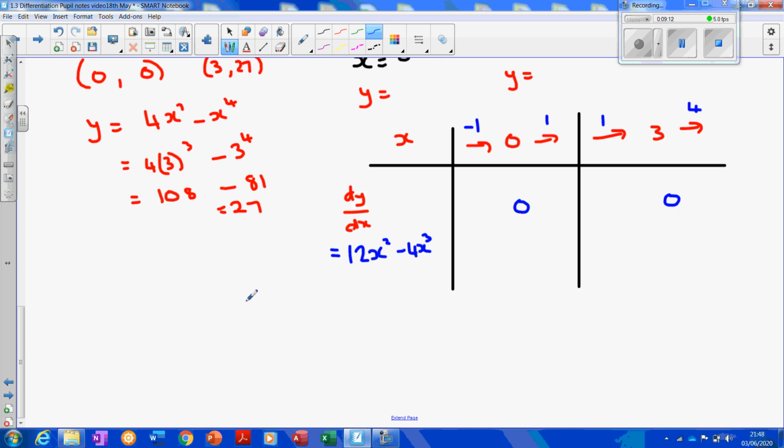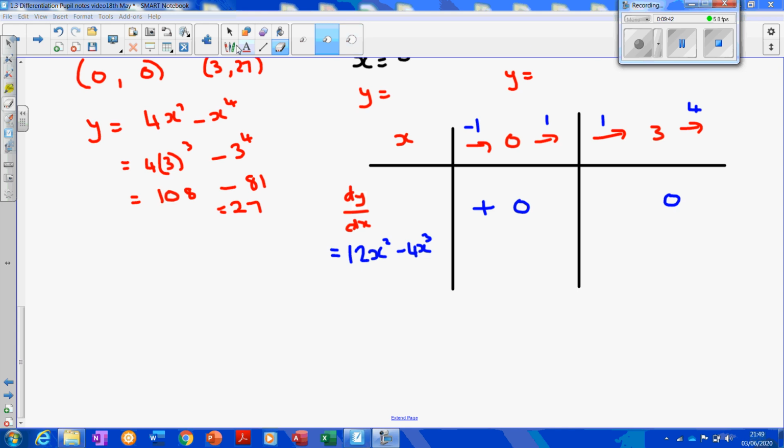So when x is equal to minus 1, dy by dx is equal to 12 times minus 1 all squared minus 4 times minus 1 to the power of 3. So that gives us, squared is positive, so that gives me 12. That's going to be negative 1, so negative 1 times negative 4 is plus 4. So it's going to be 16, so that gives me a positive value in there.